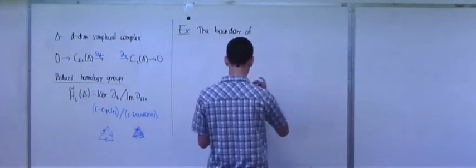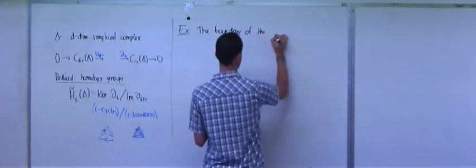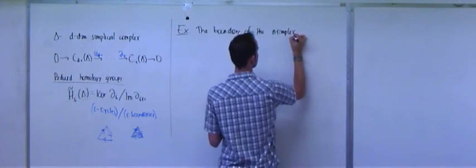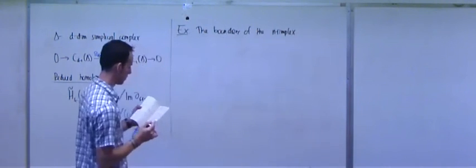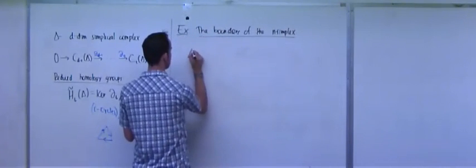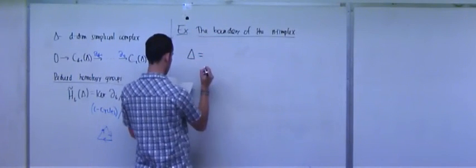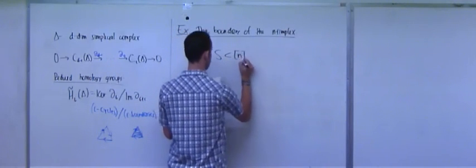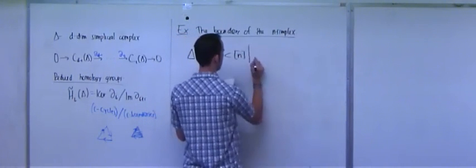Boundary of the simplex. Okay. So here's a complex. It's all the subsets of an n-element set except for the whole set.